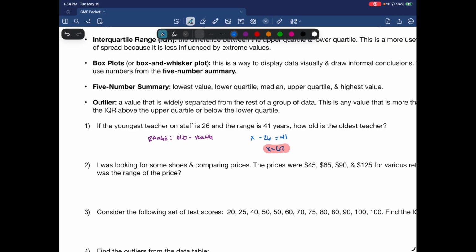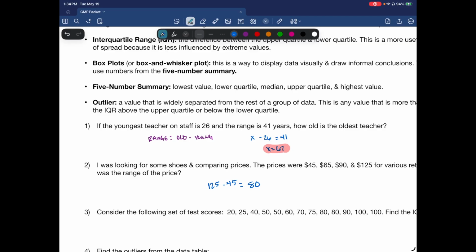Number 2, I was looking for some shoes and comparing prices. The prices were $45, $65, $90, and $125 for various retailers. What was the range of the prices? High minus low, so you got 125 minus 45, and so they range in price by about $80.